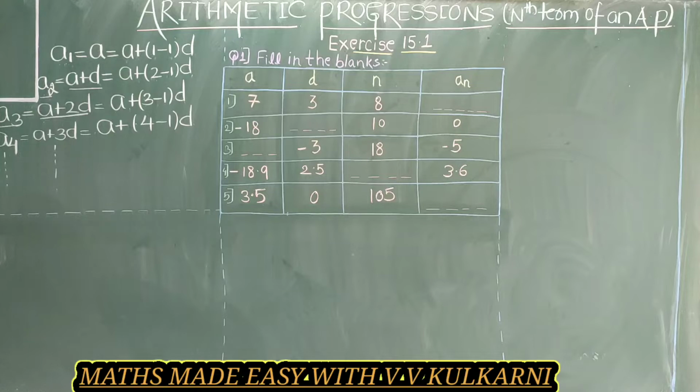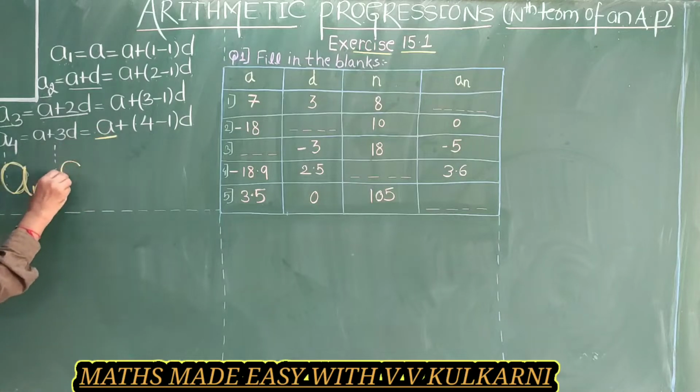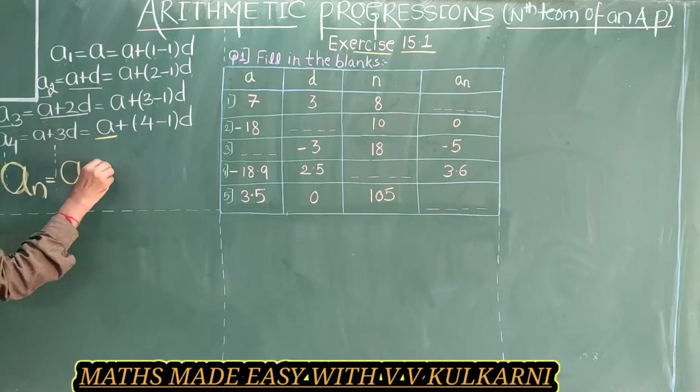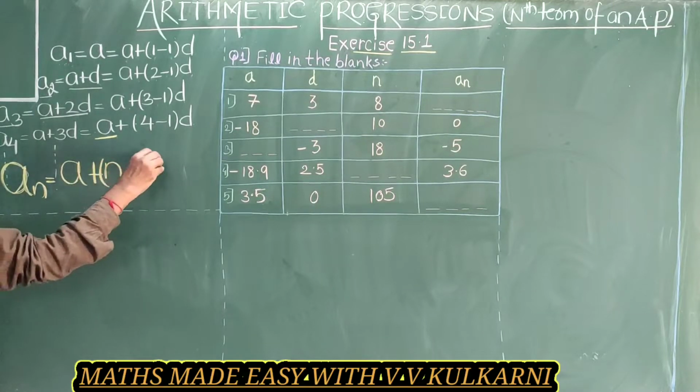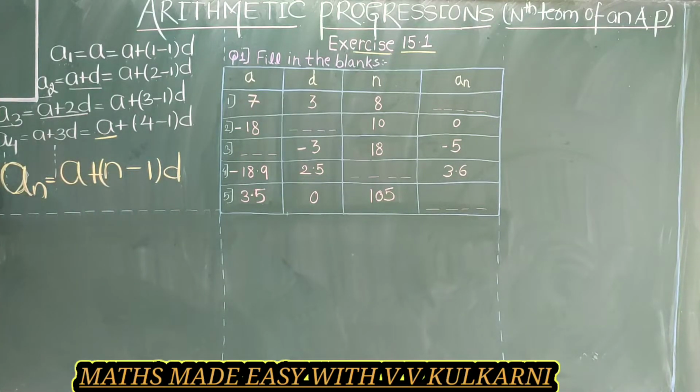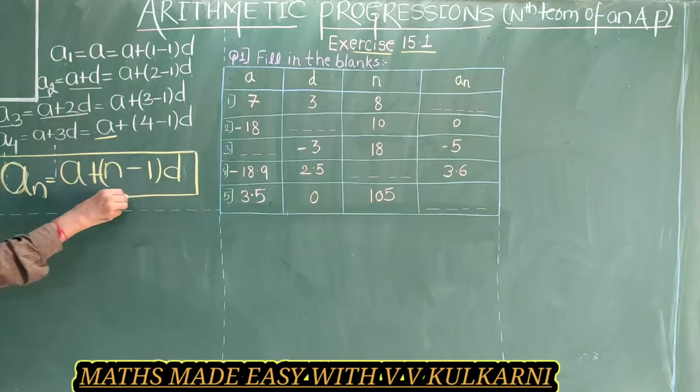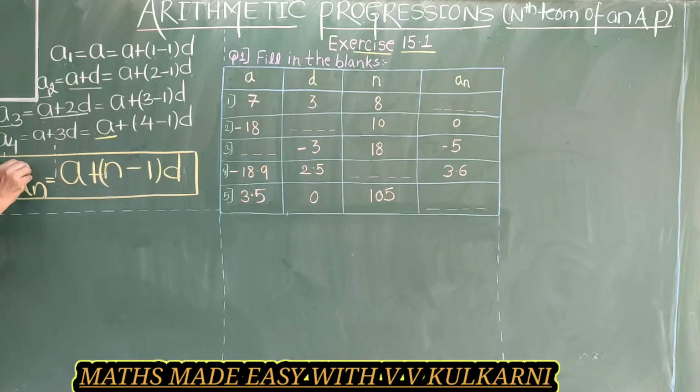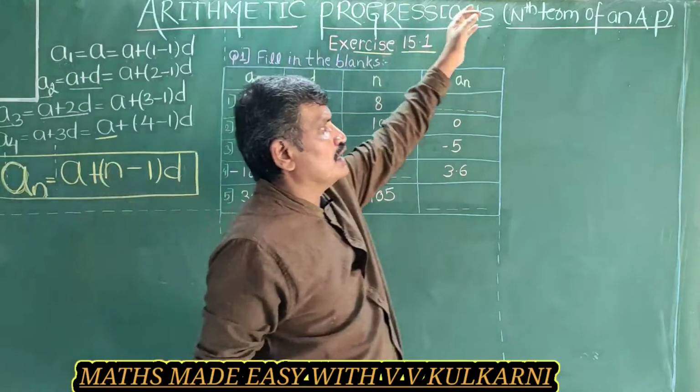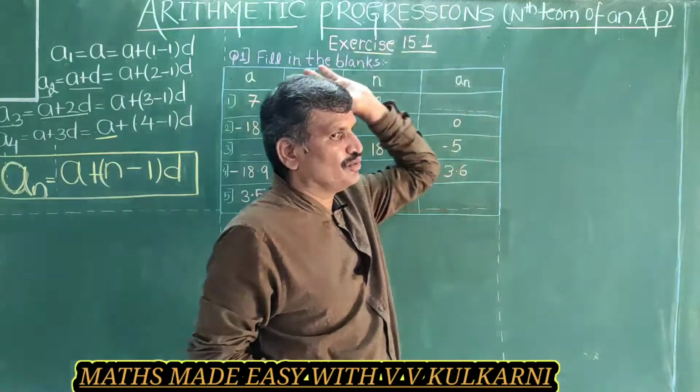Then my question is, sir, if the nth term is there, then what? If I have to find out the nth term of an arithmetic progression, then what, sir? Then A plus n minus 1 into D. A plus n minus 1 into D. So this is the important formula that we have derived, and that is the meaning of the nth term of an arithmetic progression.